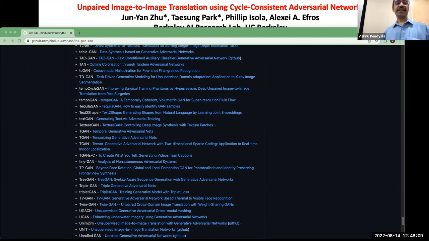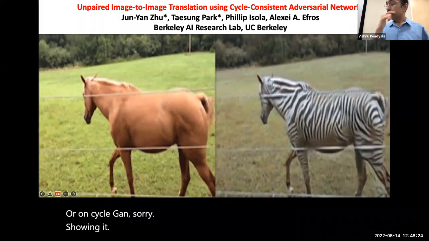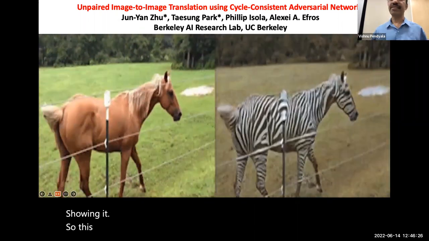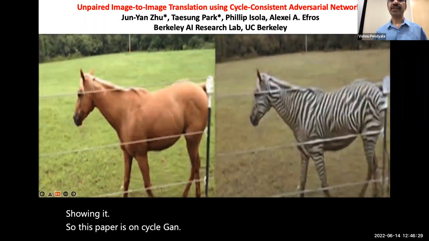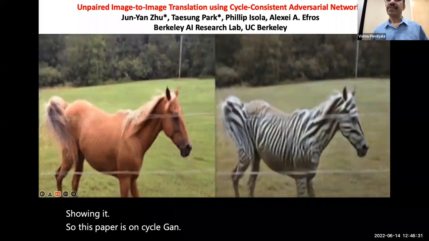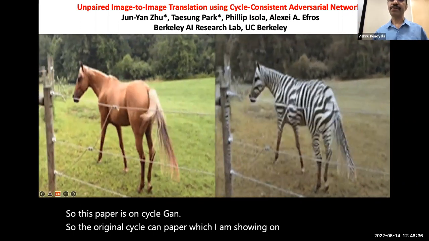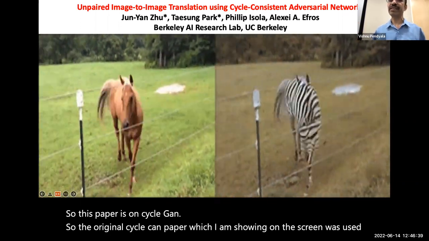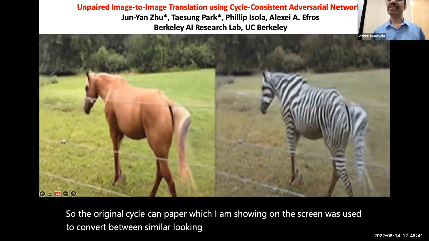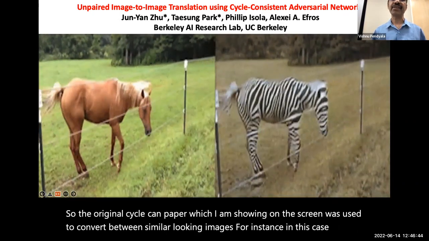And that experiment is in music, but we used this paper on cycle GAN. Oh, sorry, I'm not showing it. So this paper is on cycle GAN. The original cycle GAN paper, which I'm showing on the screen, was used to convert between similar looking images. For instance, in this case, horse to zebra.